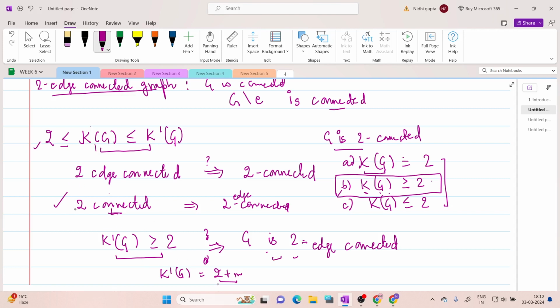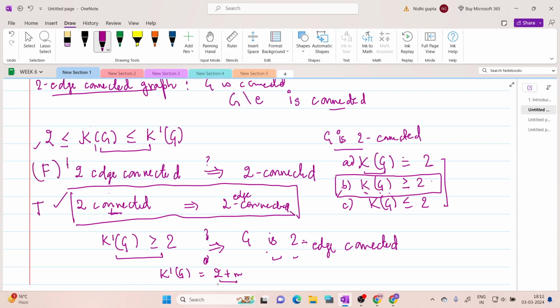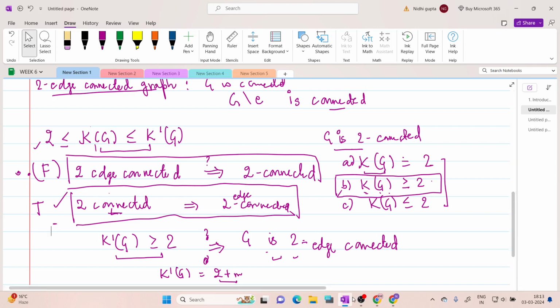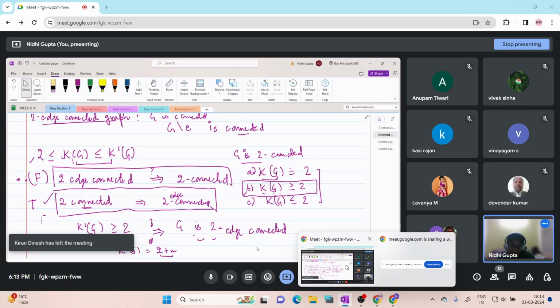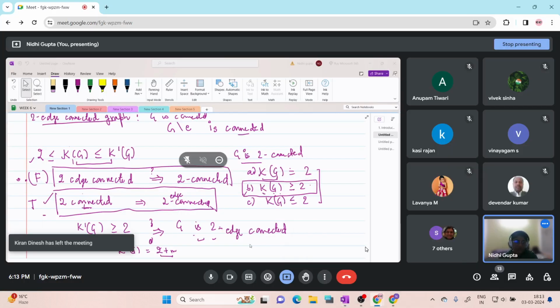So is it clear why this statement is true? This is true, and we'll see that the converse is false. For the false part, we still have to see. But is the true part clear to everyone? Are there any doubts in the trueness of the statement? Okay.